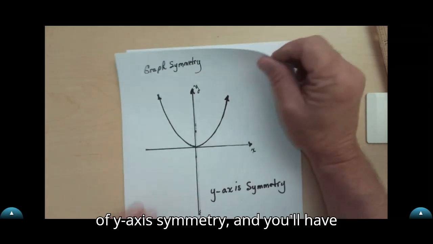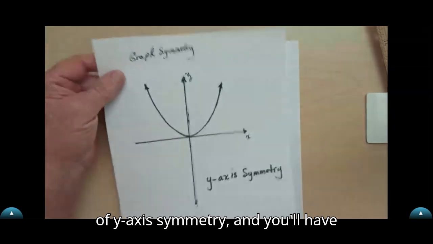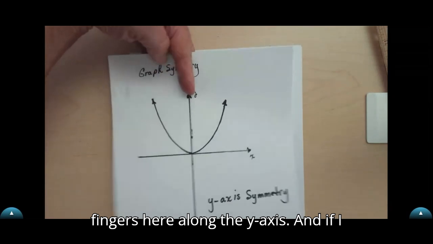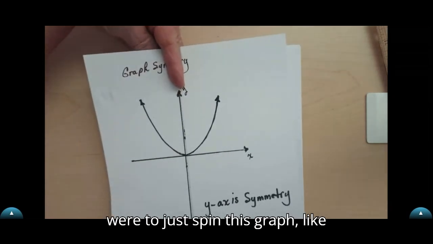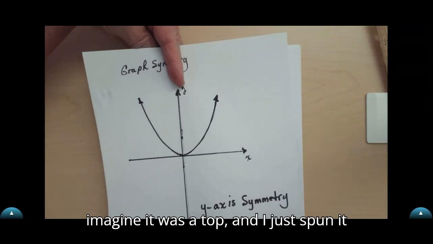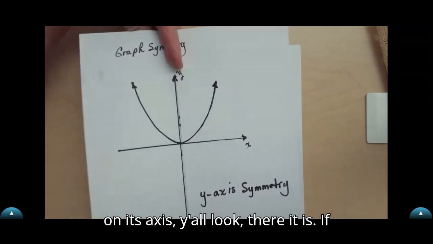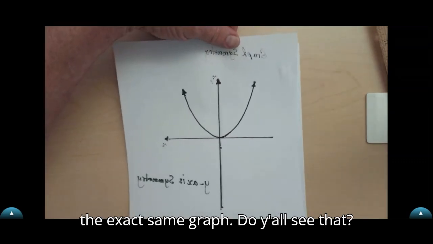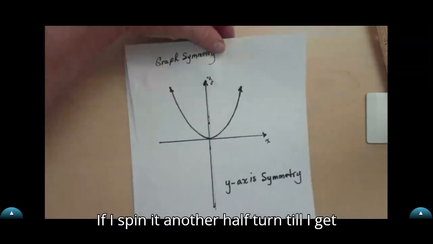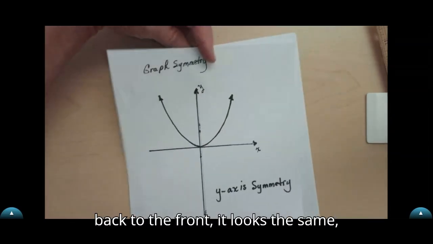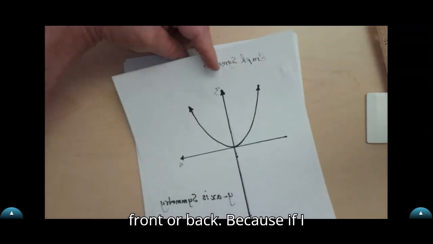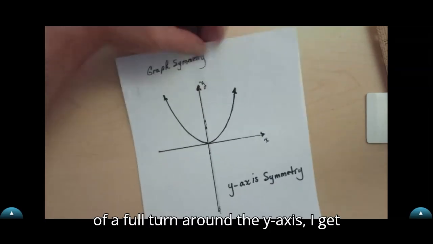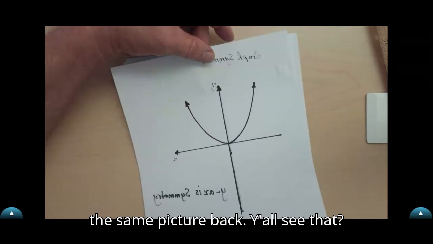Here's another way to think of y-axis symmetry, and you'll have to watch this because I got to turn this paper. So I'm putting my fingers here along the y-axis. And if I were to just spin this graph, like imagine it was a top, and I just spun it on its axis, y'all look, there it is. If I spin it around, that looks like the exact same graph. Do y'all see that? If I spin it another half turn till I get back to the front, it looks the same, front or back. Because if I spin it 180 degrees, a half of a full turn around the y-axis, I get the same picture back. Y'all see that?